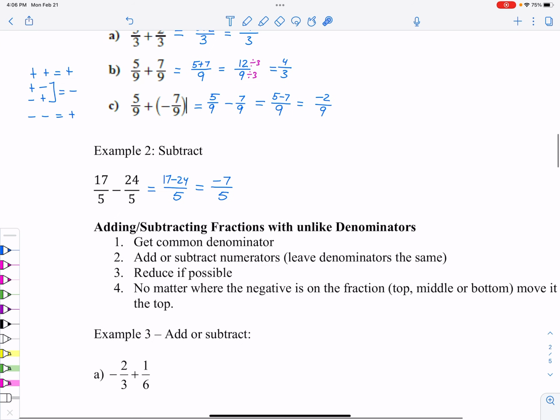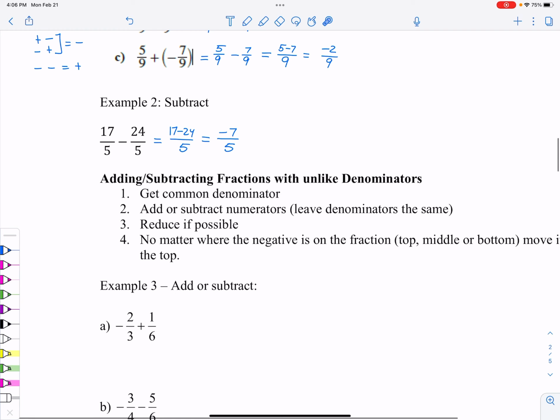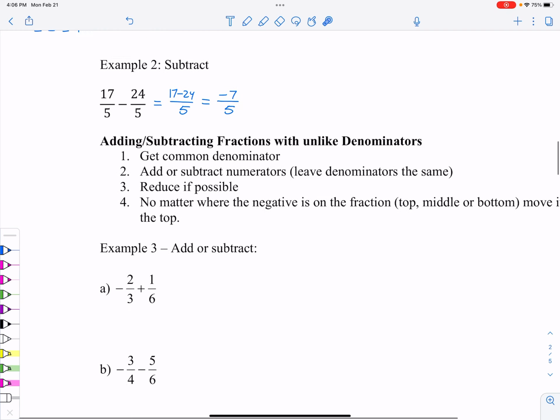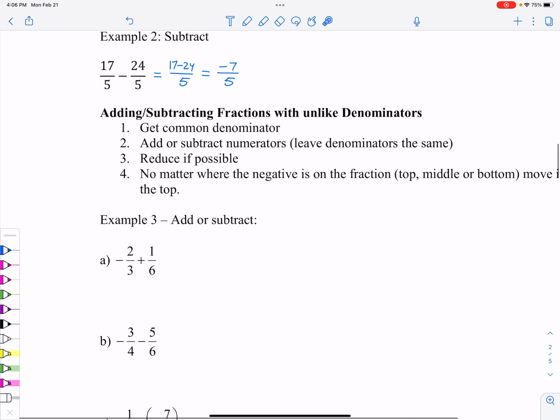Now that's as if they already have the same number on the bottom, okay? But what about if they have unlike denominators, meaning different numbers on the bottom? So this time we have one extra step, which is to get a common denominator. So first we get a common denominator, then we add or subtract the numerators, leaving the denominators the same, reduce if possible.